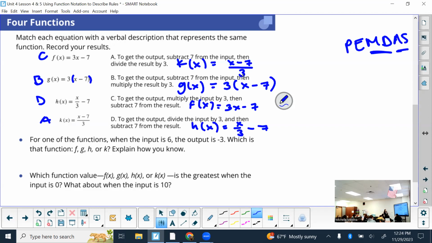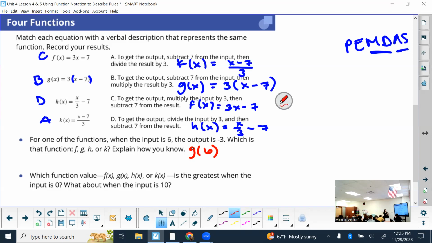What you should have done for this one is plug in 6 into all of them until you find the one that, when you do that, you get an output of -3. Does anyone think they know which one, Jude? Okay, so let's try that.